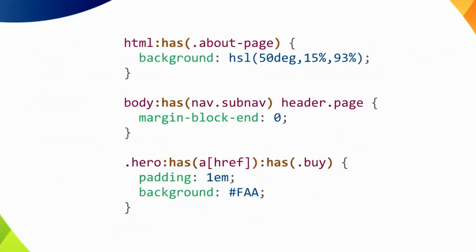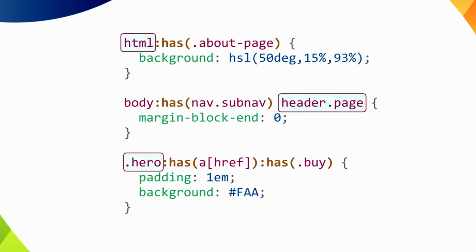There are so many patterns we can create with has. It's amazing. We can style the canvas of a page that has somewhere in its markup an element with a class of about page. Or we could style any header with a class of page that is part of a body if the body contains a nav element with a class of subnav. Right? That header and that nav might have nothing to do with each other. But you can still say, this page has a nav element with a class of subnav. I need to treat headers differently here for whatever reason. Or, well, page headers differently.